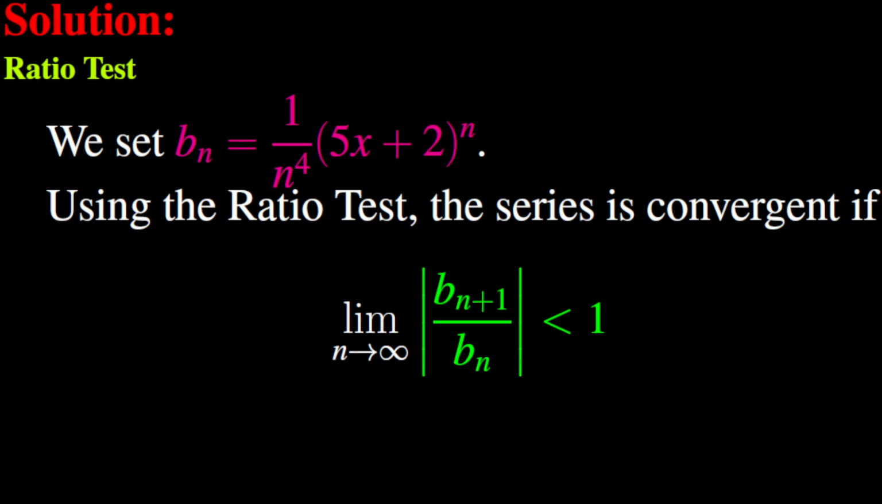We define the sequence b_n as 1 over n to the power 4 times (5x plus 2) to the power n. In order to determine the interval of convergence of the series, we will use the ratio test. The series converges if the limit of the absolute value of the ratio of the n plus 1 term to the nth term is less than 1.